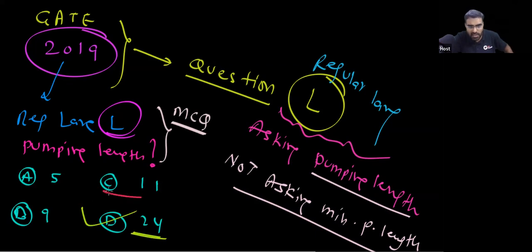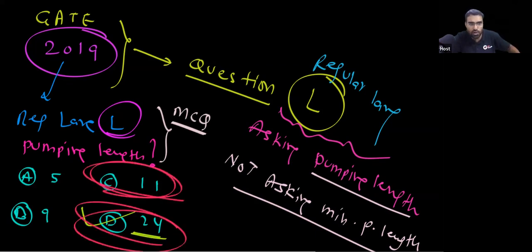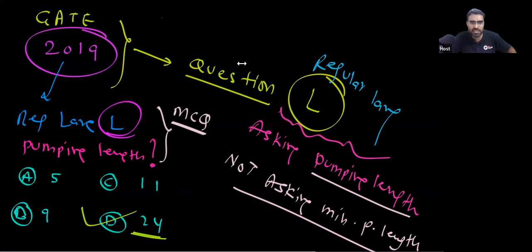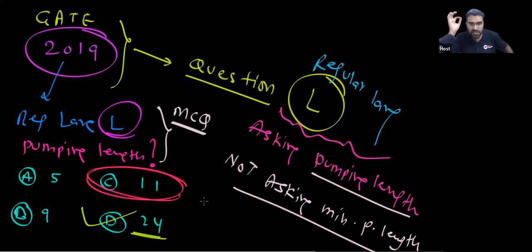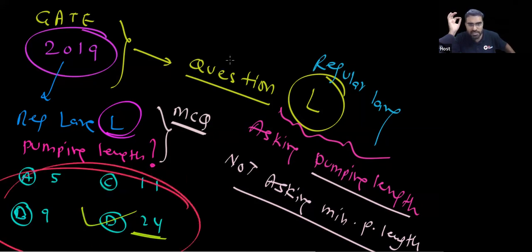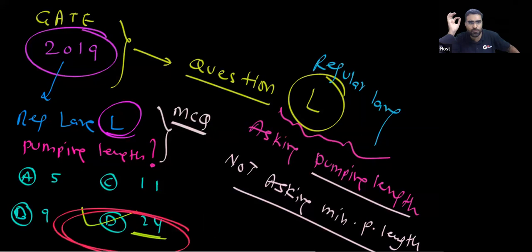Because if the answer is 11, then 24 will also be the answer. Yes or no? Just think like this. If this is the answer, then all the options after it will be correct. If this is the answer, then these two options will be correct. But the point is, if one of them is correct, then definitely this 24 will be correct. Do you agree with me?